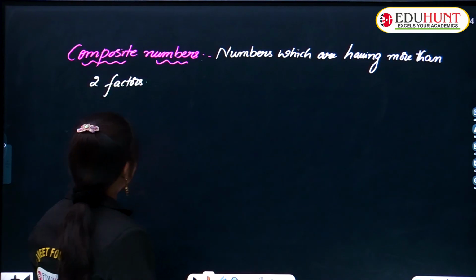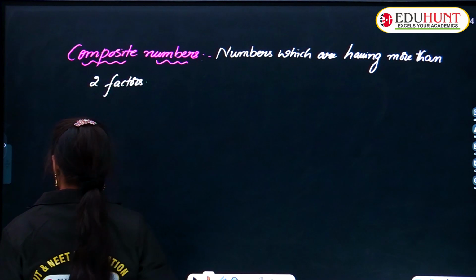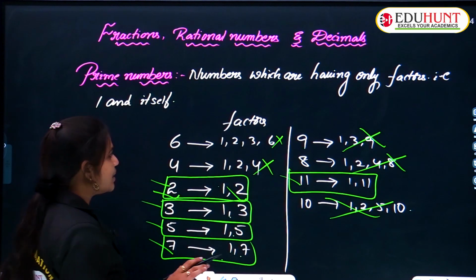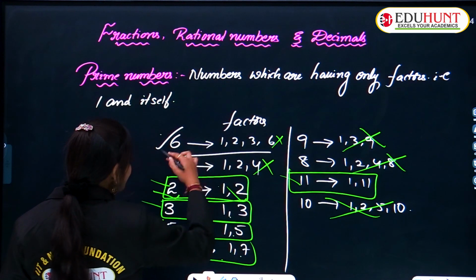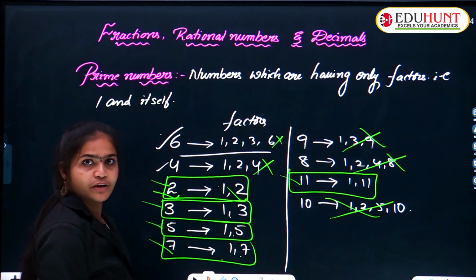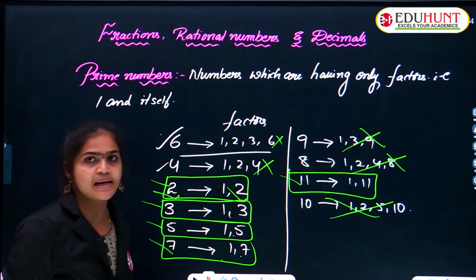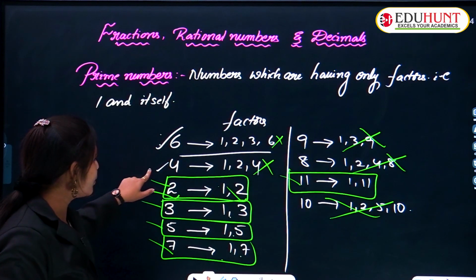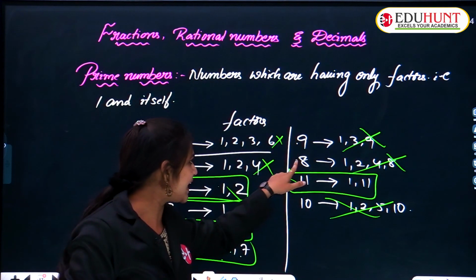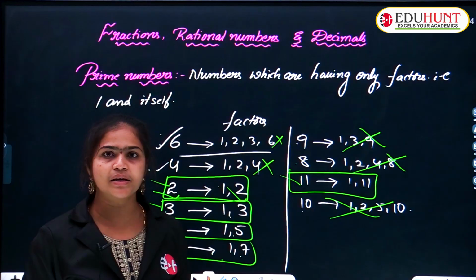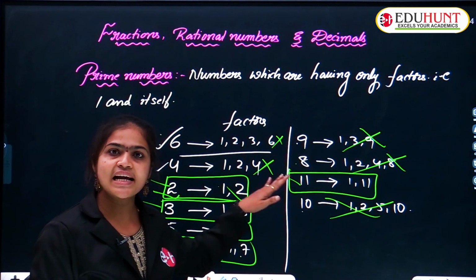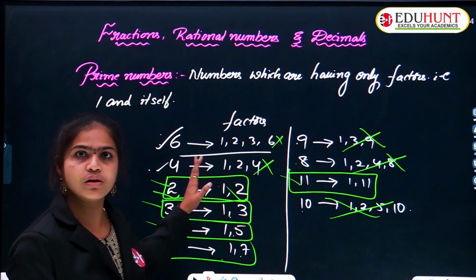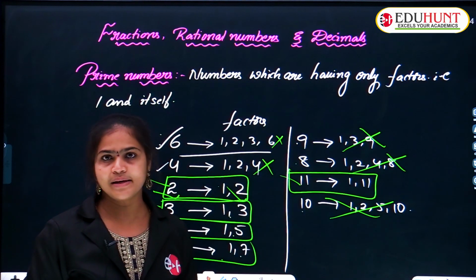Okay? Now see again the factors we already wrote previously. Numbers which are having only two factors are called prime numbers. The numbers which are having more than two factors, we call them composite numbers. Now identify the composite numbers from this. 6 is a composite number, 4 is a composite number, 9 is a composite number, 8 is a composite number, 10 is also a composite number. Why? Because all the numbers I told you now are having more than two factors. That's why we consider all these numbers composite numbers.